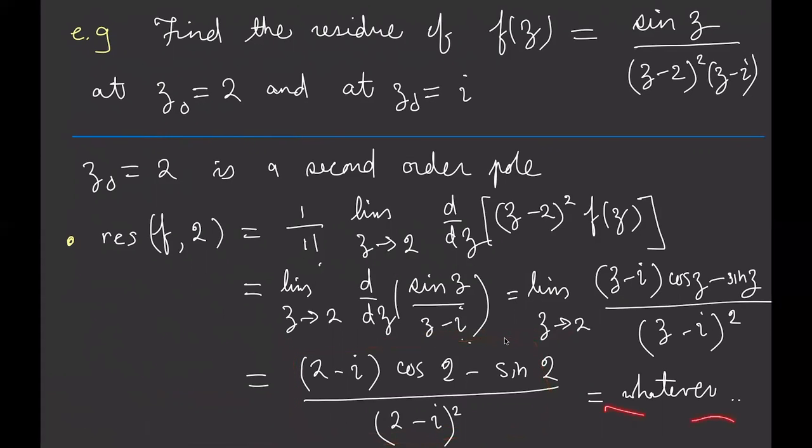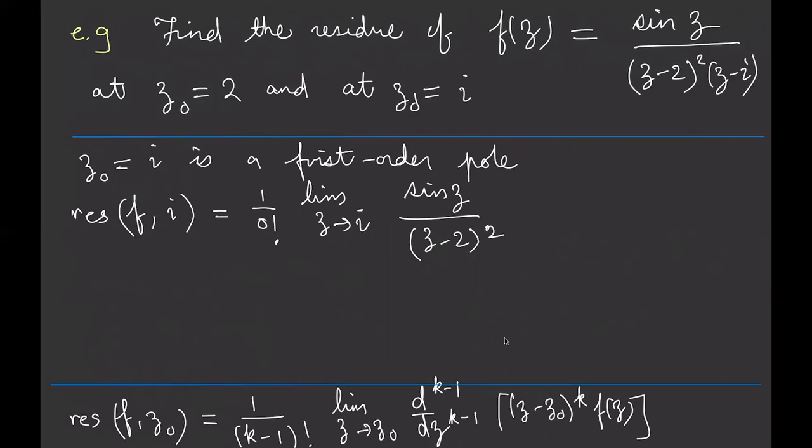I'm not really going to try to simplify this. It's this complex number that I get when I do this calculation. If you really want to, you can write this in the form a plus ib, but I'm not going to waste my time on doing that. So here's our residue at the point z equals 2, residue of f at the point z equals 2.